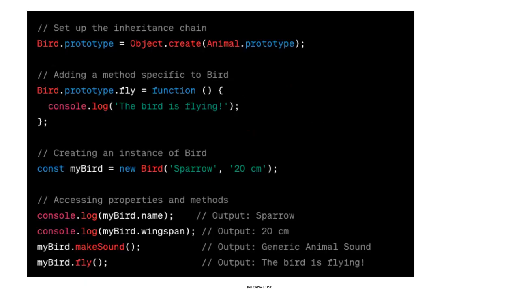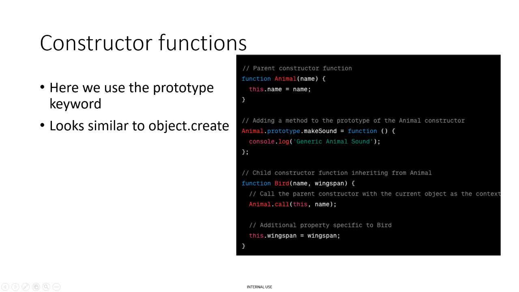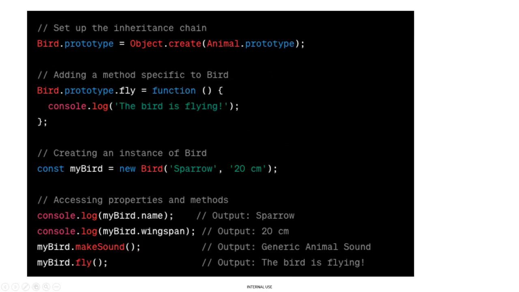So bird.prototype, this is now like a similar thing that we did over here where we assign a makeSound to the animal prototype. We're now going to assign an inheritance chain to the bird prototype. And then you add more methods or more functions or properties to the bird prototype. So here, this was interesting. You're still using Object.create here.